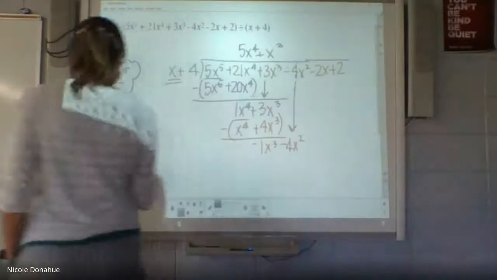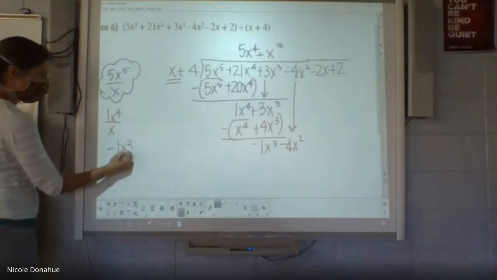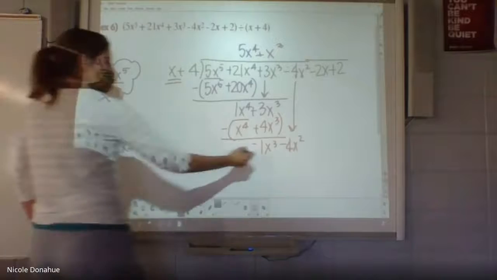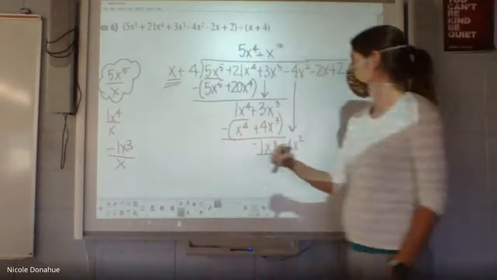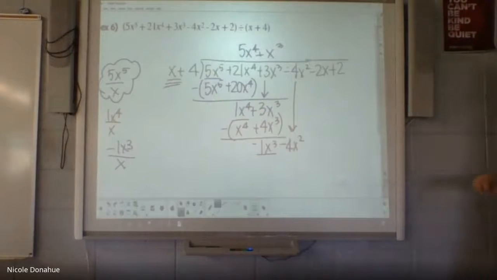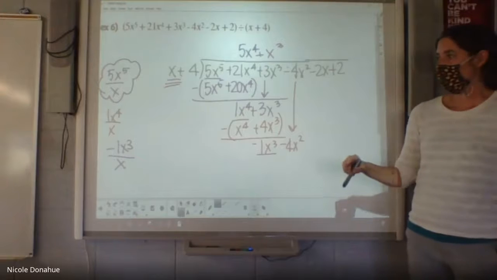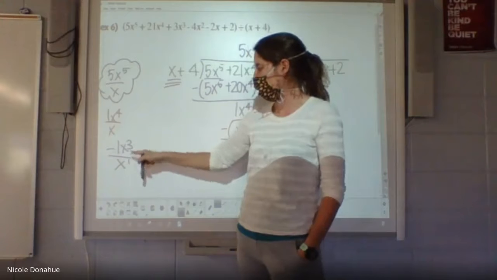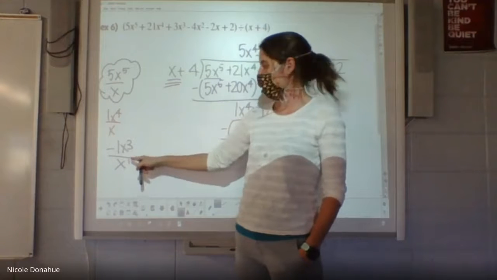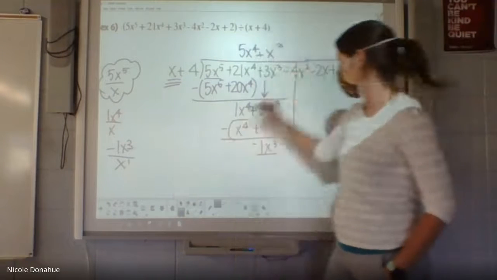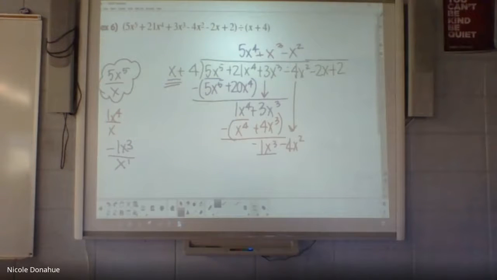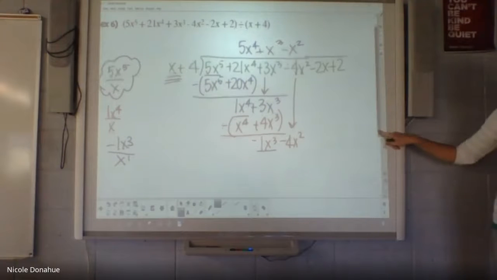All right, now I'm doing negative 1x to the 3rd divided by x. I'm gonna get 3. So do you understand where we're getting this from? So it's 3 minus 1 is 2. So x to the 2nd, but it's gonna be a negative x to the 2nd. Need to multiply back again.